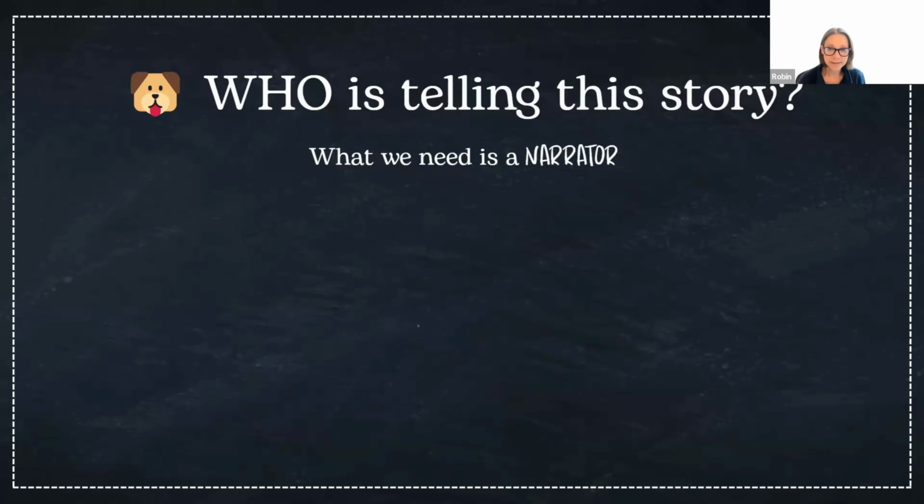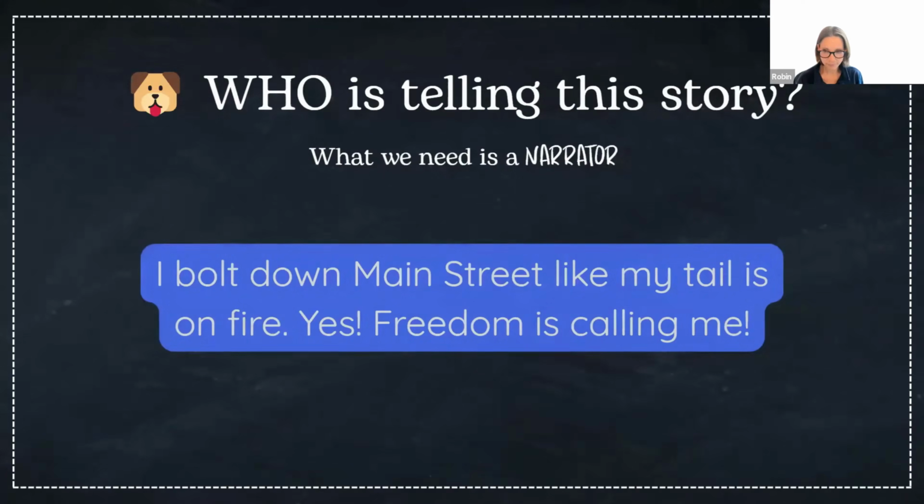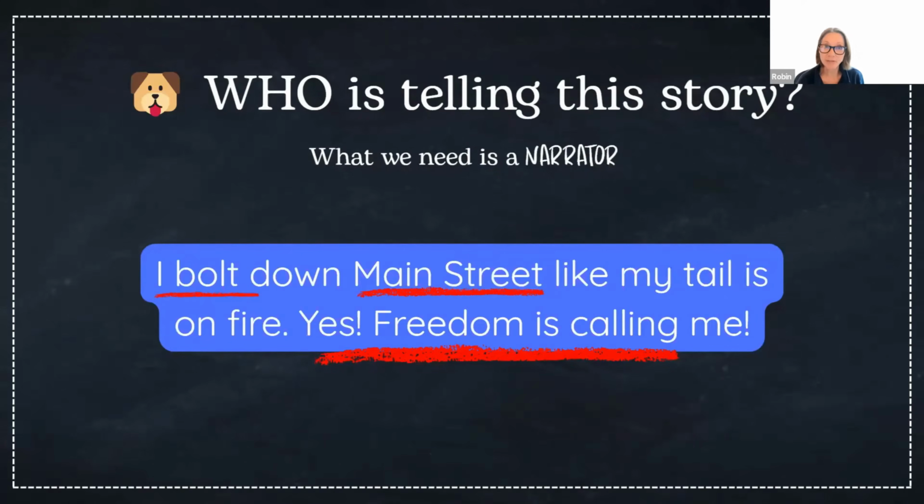We're going to rewrite this in a different way. I bolt down Main Street like my tail is on fire. Yes, freedom is calling me. So now we have a different narrator, right? First of all, we say I, which means it's first person. And so who is I in this? Well, we know that the I has a tail. Sounds weird to say that, but that means that it's the dog. This is the dog's perspective.